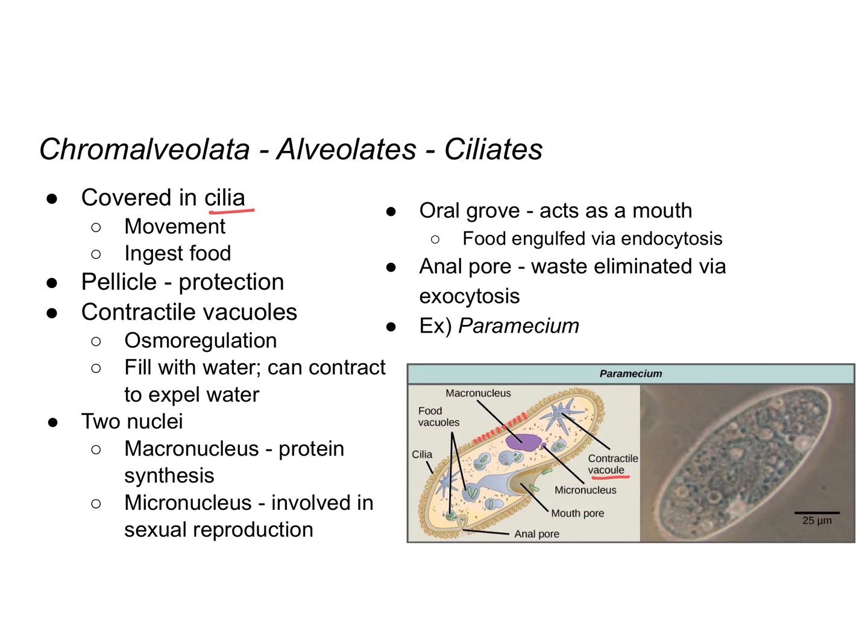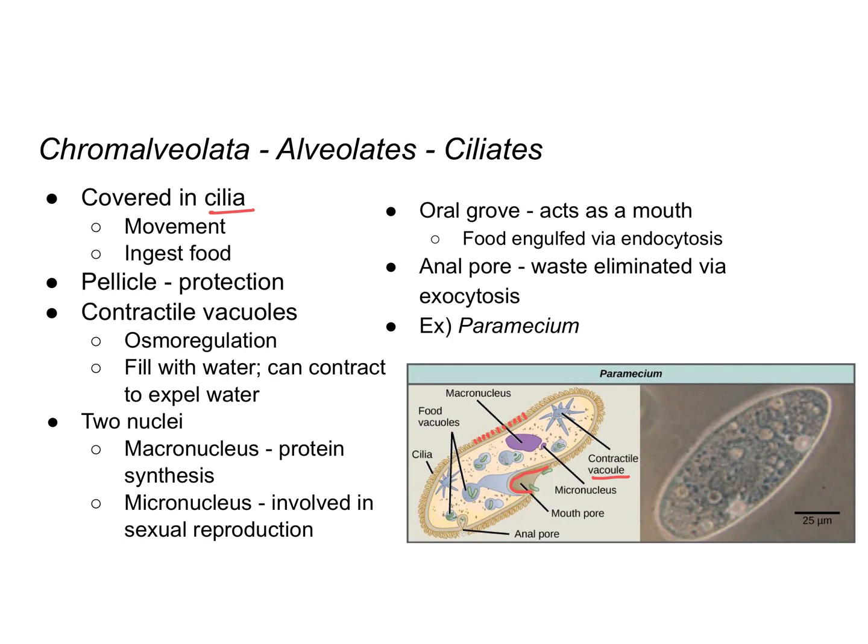Ciliates also have two nuclei. They have a macronucleus, which is involved in protein synthesis, and a micronucleus that is involved in sexual reproduction. They have an oral groove or a mouth pore, as you can see here. And in this area, they can engulf food through endocytosis.